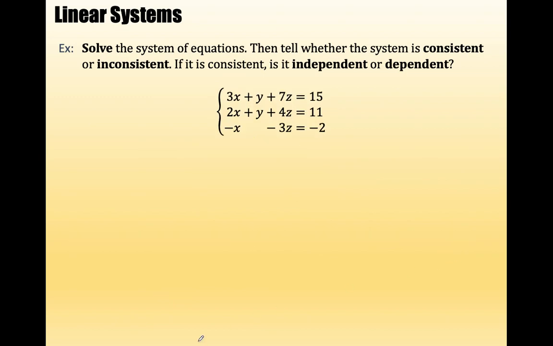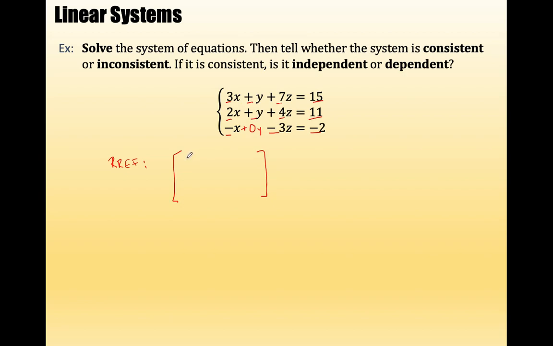Last one. Put this into your calculator and write down what reduced row echelon form looks like. I'm not going to do this on my calculator. I'm going to trust you to do it. Right? 3, 1, 7, and 15. 2, 1, 4, and 11. Careful. -1, 0, -3, and -2. Your augmented matrix.